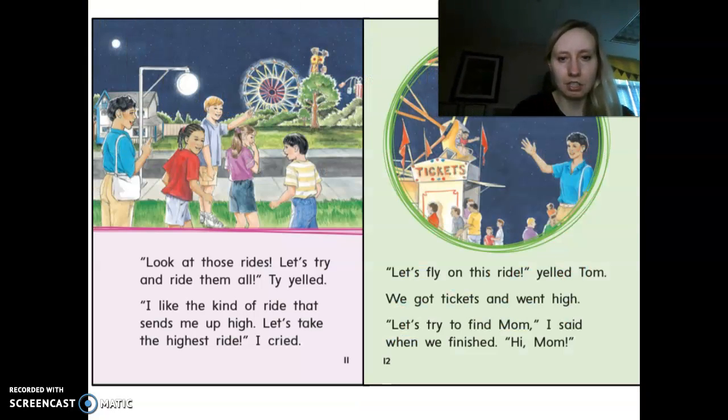Ooh, look what they're doing. They're going to go on rides, huh? I see rides, try, ride, tie. That's a name.